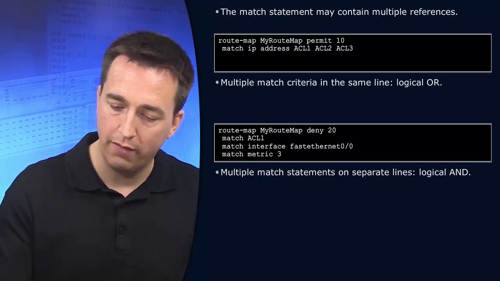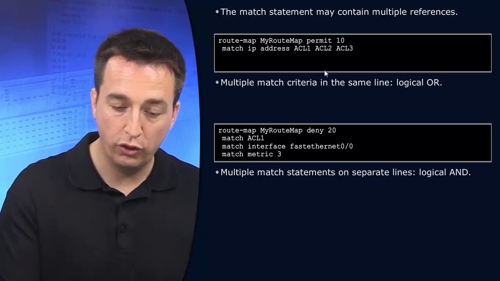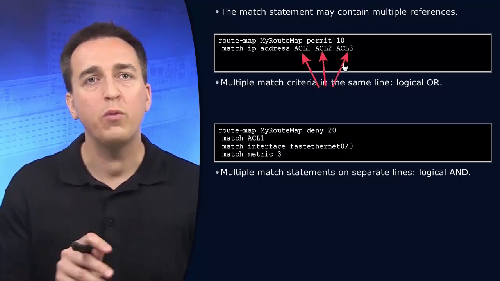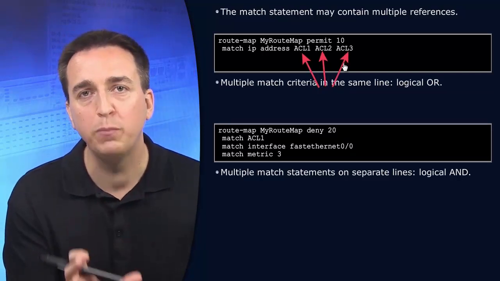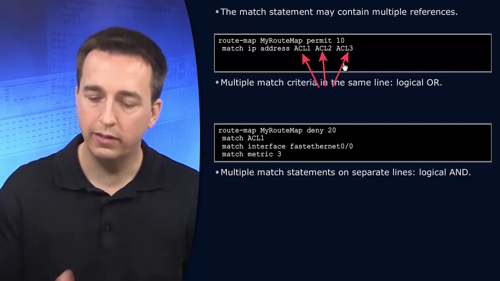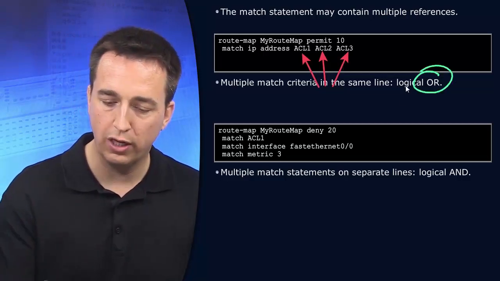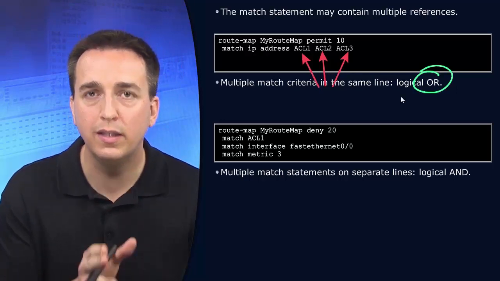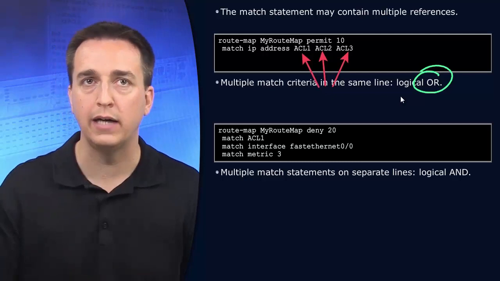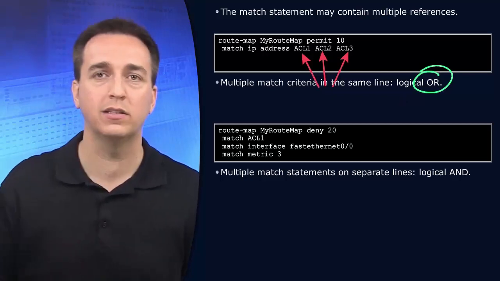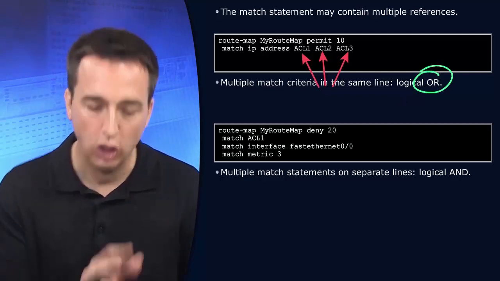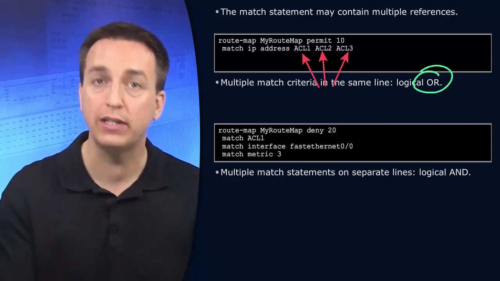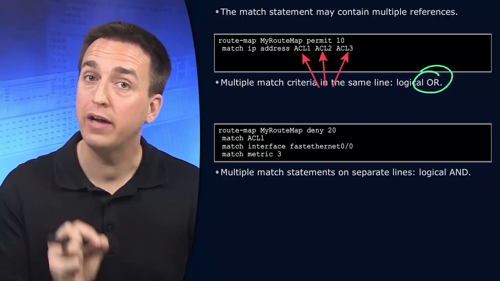Notice here how we have our match statement with 3 access control lists defined. Whenever we have multiple criteria on the same line, it is treated as a logical OR. What does that mean? Match this access list or this access list or this access list. It doesn't matter. As long as we match one of those, we match this particular sequence, this particular entry.